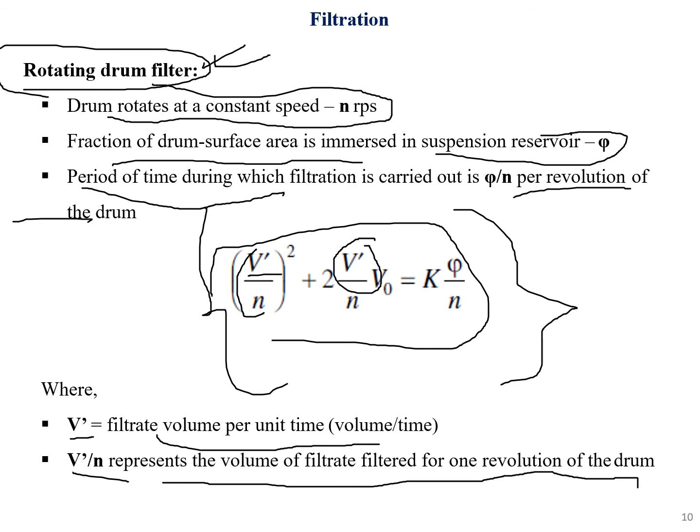So basically the rotating drum filter, as the name suggests, is a rotating drum filter, and the speed matters here, which is given by n rps, and the fraction of the drum surface area is immersed in the suspension reservoir. So how much it is immersed, accordingly it works.